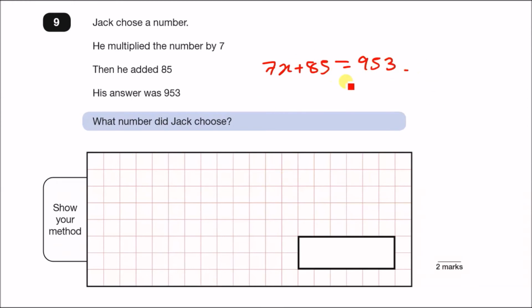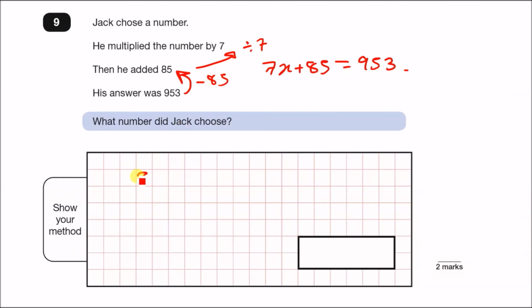Okay, so this is an algebra way of doing it. All you have to do is basically go in reverse. So looking at this equation, to go backwards, we can say, instead of adding 85, we're going to minus 85 first. Once we do that, instead of multiplying by 7, we're going to divide by 7. And finally, that'll give us our answer.